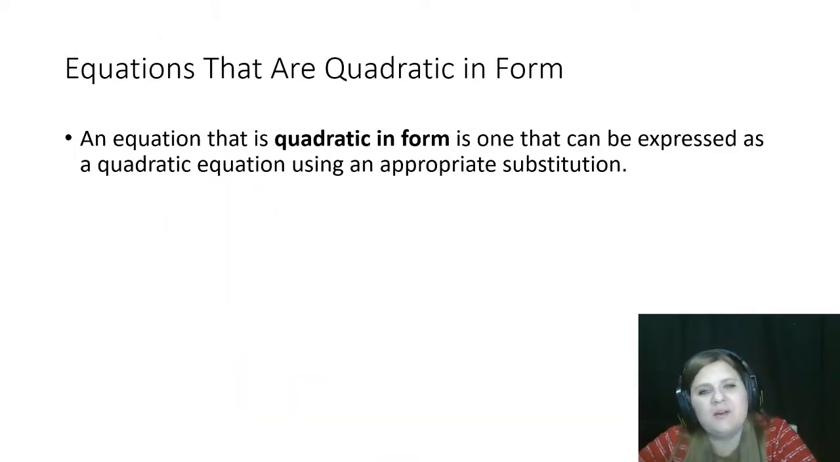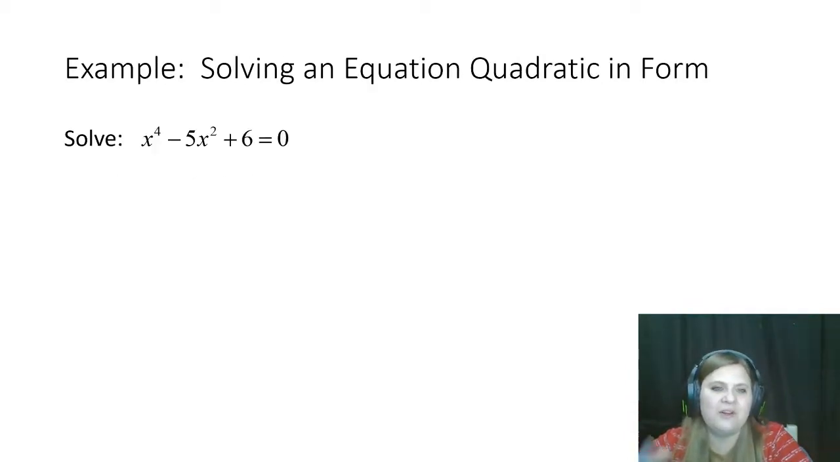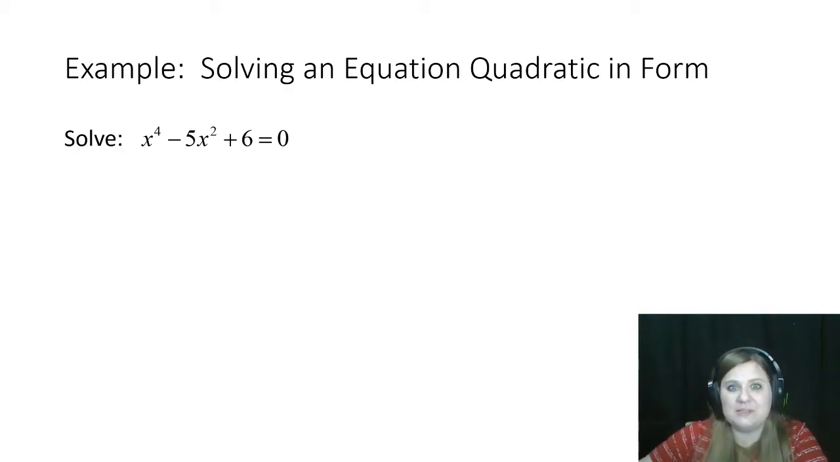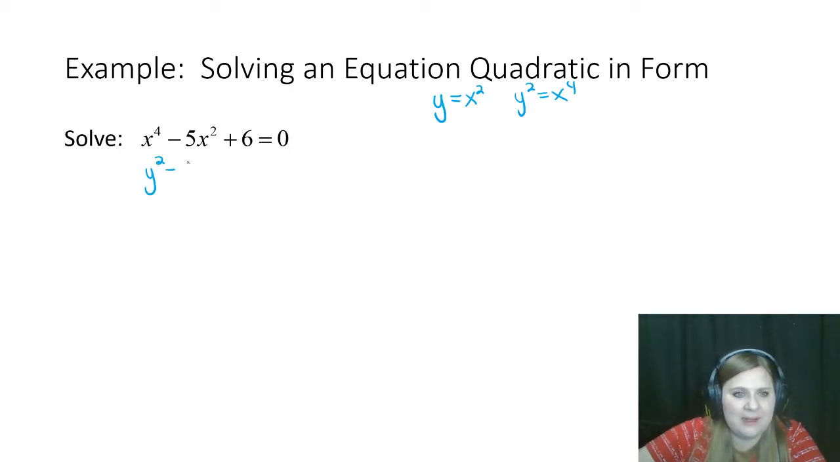All right, let's talk about equations that are not quadratic, but they are like a quadratic. We say that they're quadratic in form. Okay, it's one that can be expressed as a quadratic equation if we were to substitute something in. All right, so that sounds a little weird, but you'll recognize the ones that are like this. Okay, so for example, this one, when they say substitute something in, they're saying, let's say y equals x squared and y squared equals x to the 4th. Then I could write this as y squared minus 5y plus 6.